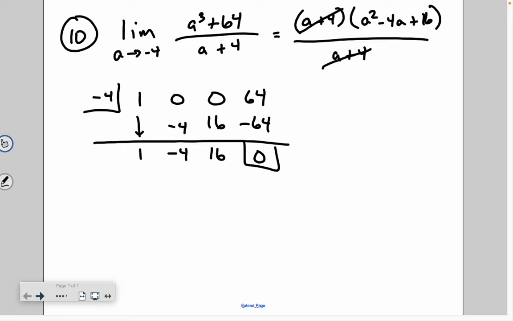Okay? So anytime you're working your way through any of these problems, once you've canceled factors, pretty good chance you probably eliminated the problem. Okay? And then you can directly substitute and get an answer for the limit.